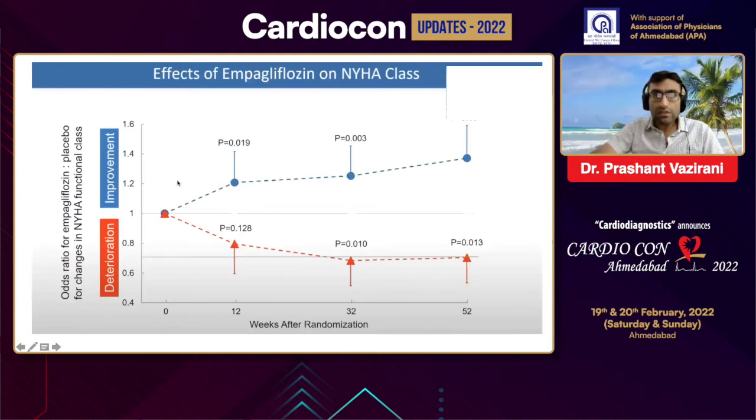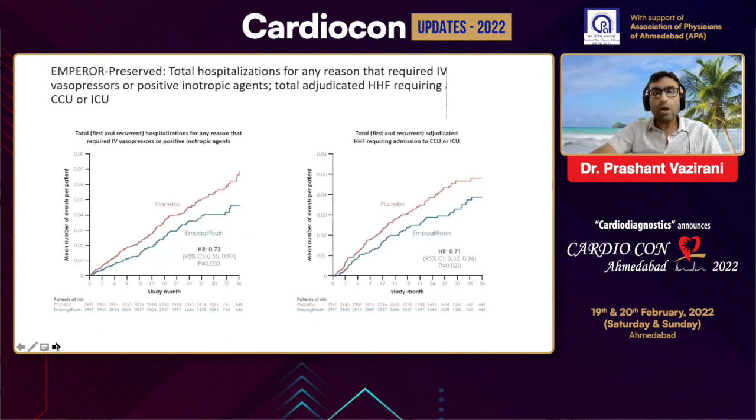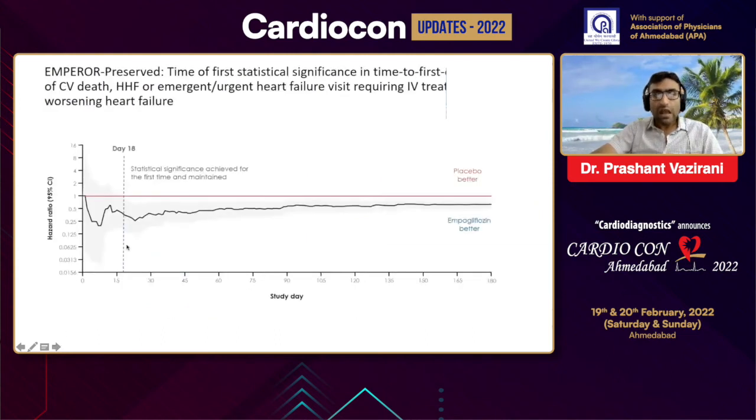But there was also a positive improvement in NYHA class in the trial, and the first secondary endpoint, that is total heart failure hospitalization, was also decreased by empagliflozin in HFpEF. And not only patients who required ICU admission, IV vasopressors and IV inotropic agents had decreased hospitalization, but also patients who had come in OPD. The OPD visits also decreased in patients with HFpEF. And the beneficial effect was seen right from day 80. So you can see how beneficial this drug was in patients of HFpEF.